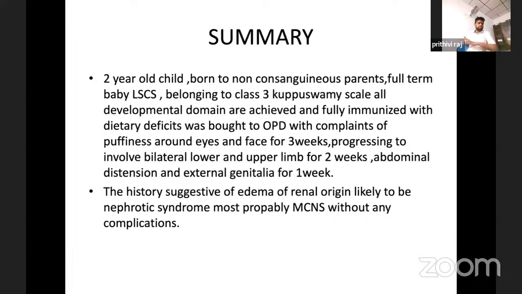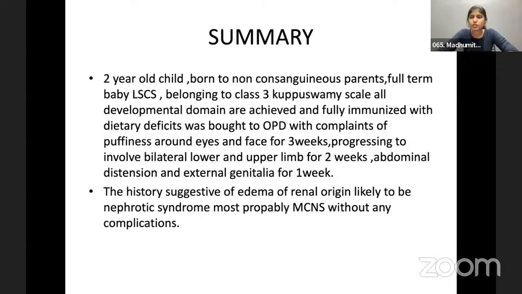Okay. So as the history suggests, it most likely goes in favor of nephrotic syndrome. Good. Sorry, renal origin. Now tell me how you are saying that it's most likely nephrotic syndrome. Why not nephritic syndrome? We are not talking about examination. We have not gone into examination. Just by the history, how do you tell it is nephrotic syndrome, not nephritic?